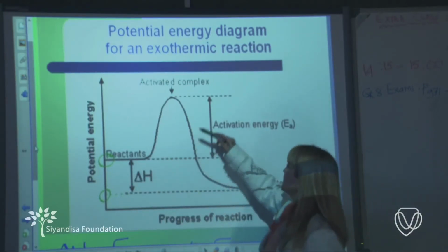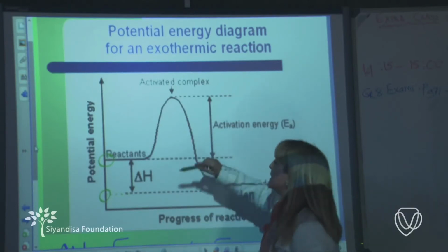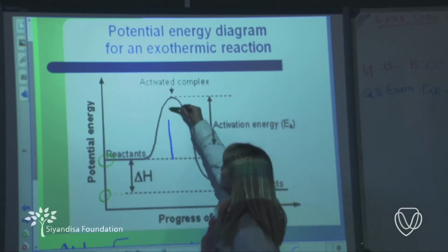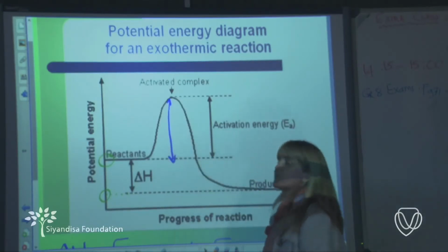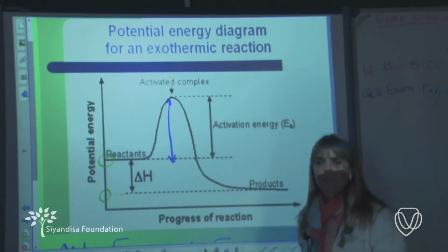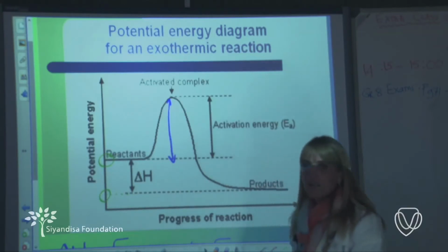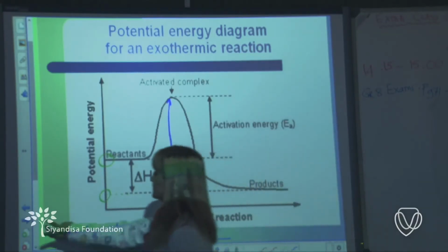Please also remember this energy here, the amount of energy absorbed in order to start the chemical reaction is your activation energy. And we spoke about activation energy a couple of slides ago.